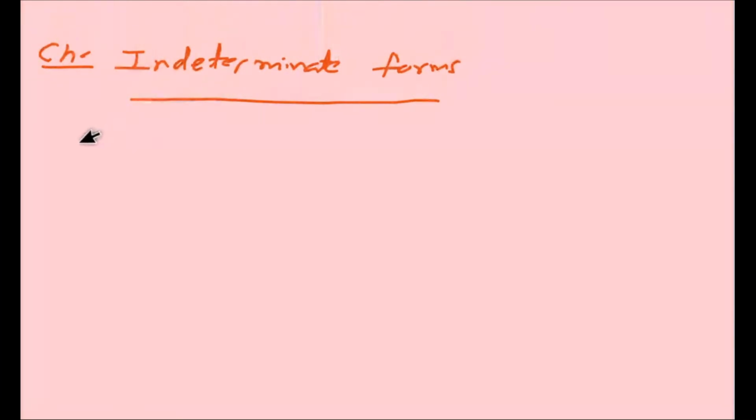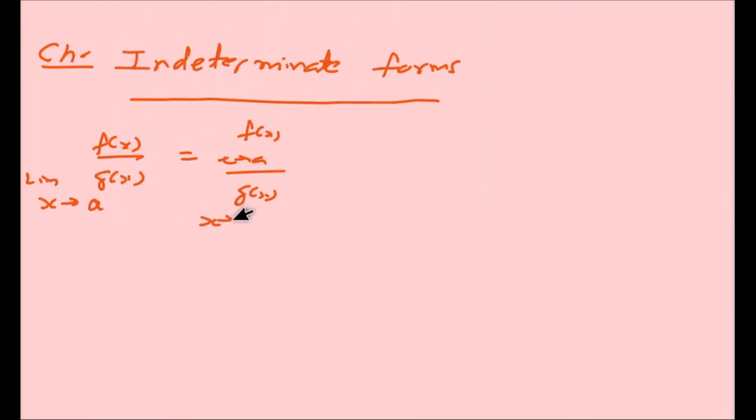Okay, students, first listen here. As you know, limit of f(x) upon g(x) as x tends towards a, for any limit a, when you solve it you can write it this way: limit of f(x) as x tends towards a, upon limit of g(x) as x tends towards a, provided that limit of g(x) as x tends towards a is not equal to 0.